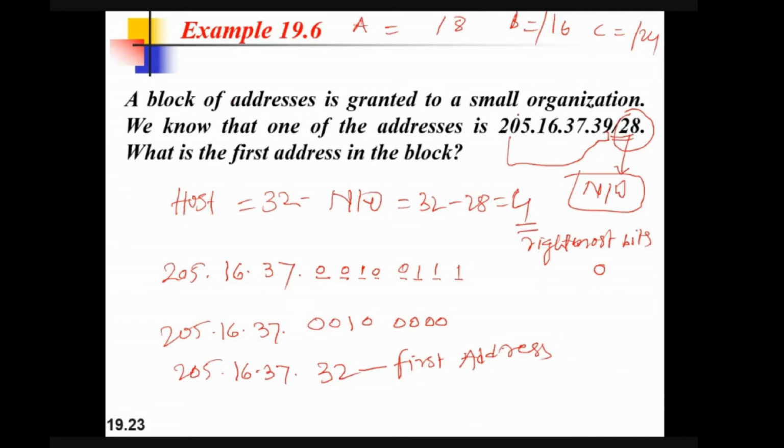A block of addresses is granted to a small organization. We know that one of the addresses in this block is 205.16.37.39/28. What is the first address?